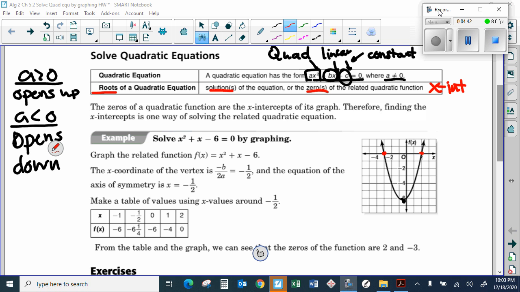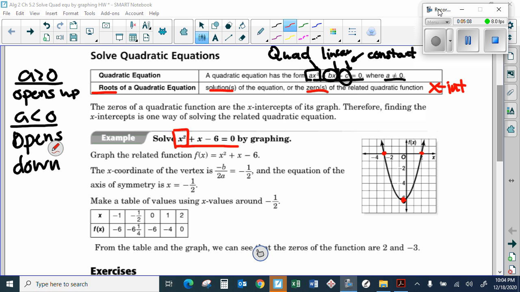Okay, so now let's go ahead and look at this example here. Solve this quadratic by graphing. Well, since there's a plus x, it's going to shift it left to right, and since there's minus 6, it's going to shift it up or down as well. Okay. The general shape of the graph is y equals x squared.